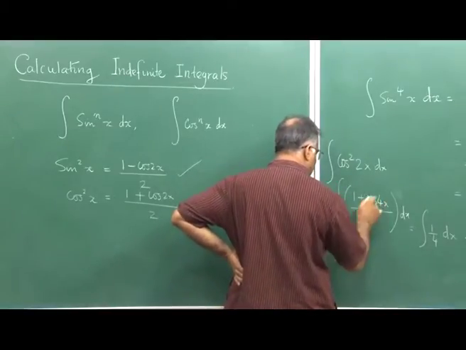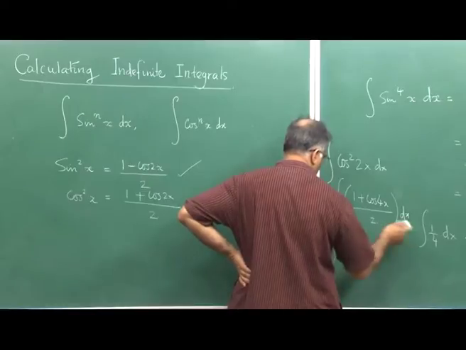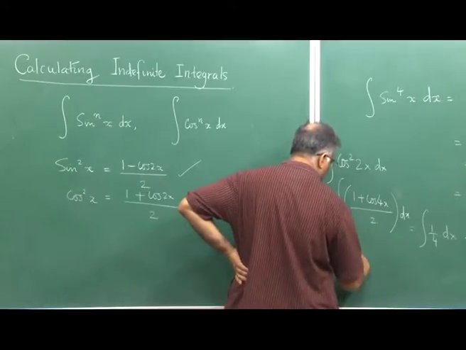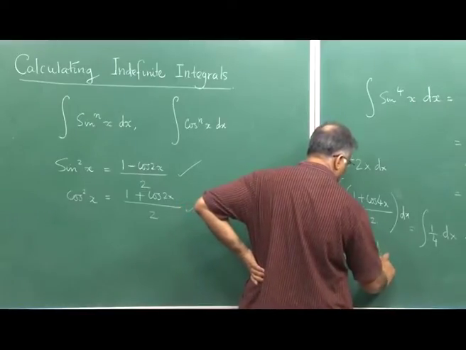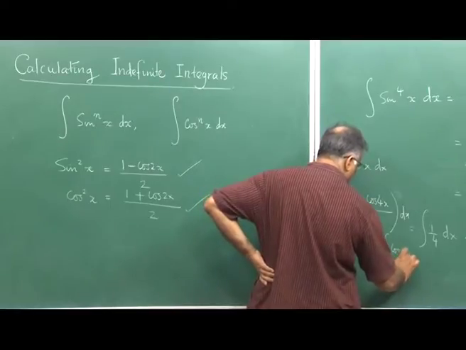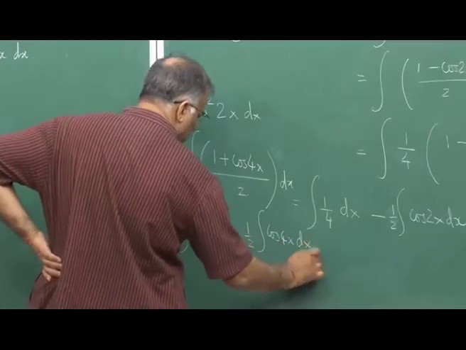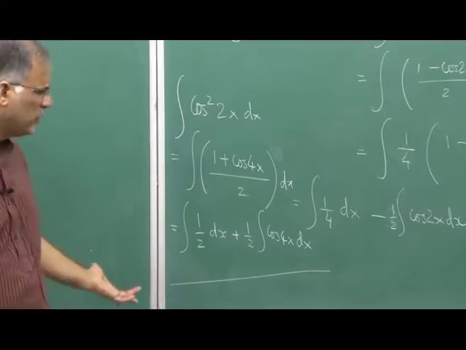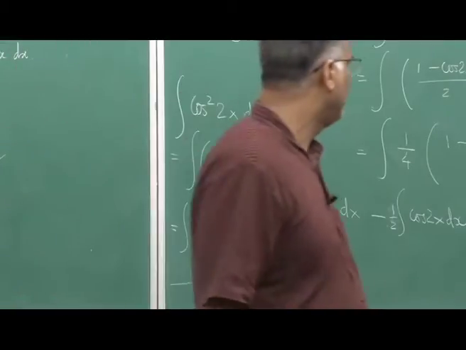So, I will just use the simple thing. Now, it will become half of dx plus half of integral cos 4x dx, and I am not going to write these formulas for you, these are standard high school stuff which you can write.